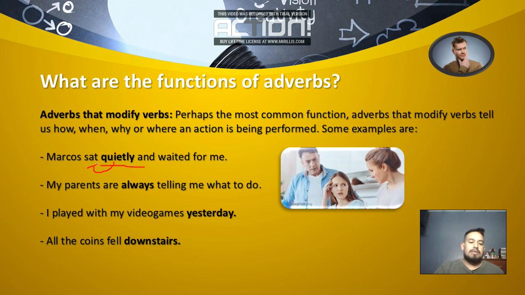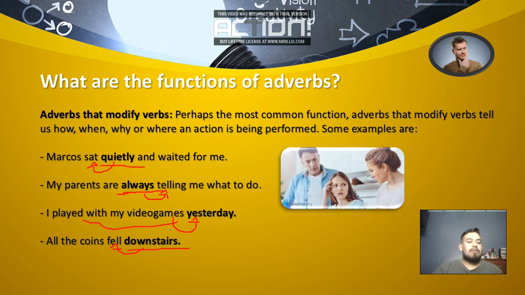Quietly is the adverb that is modifying this verb, sat, that is sit in the past. My parents are always telling me what to do. This is a frequency adverb that is referring to the verb telling. My parents tell me what to do. Then, I played with my video games yesterday. This is a time adverb and is referring to the verb played. All the coins fell downstairs. This is a place adverb and is referring to the main verb, fell.